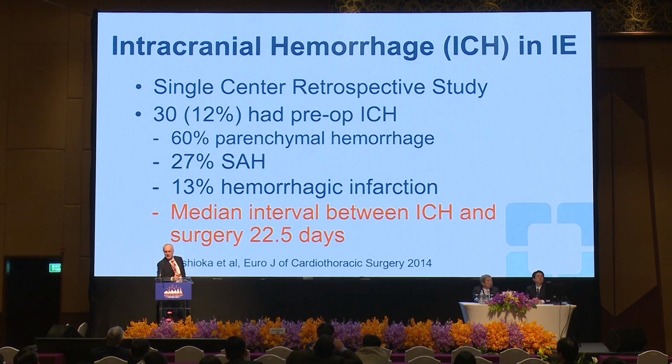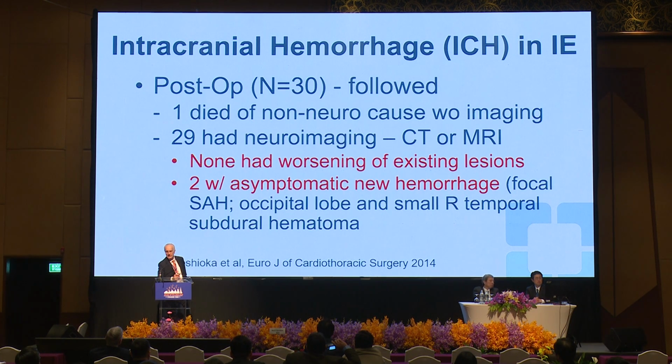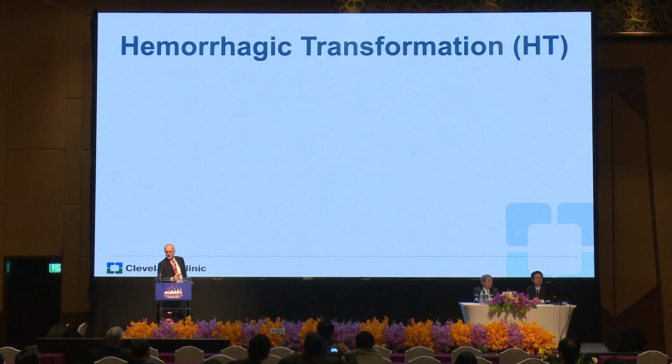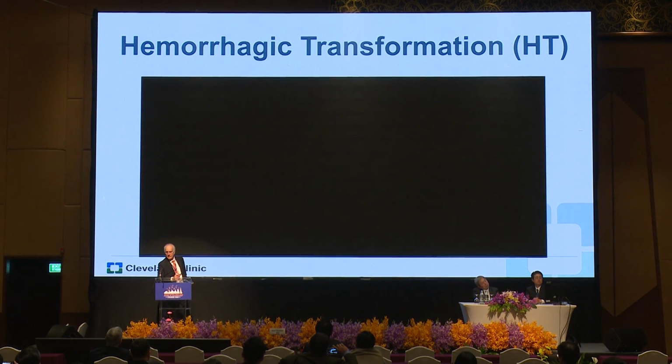Intracranial hemorrhage, there's this paper by Yoshioka that had 30 patients. You see how they are divided on parenchymal hemorrhage, subarachnoid hemorrhage, and hemorrhagic infarction, and the way they handled these patients and operating on them. No one had really any severe neurological complication afterwards.